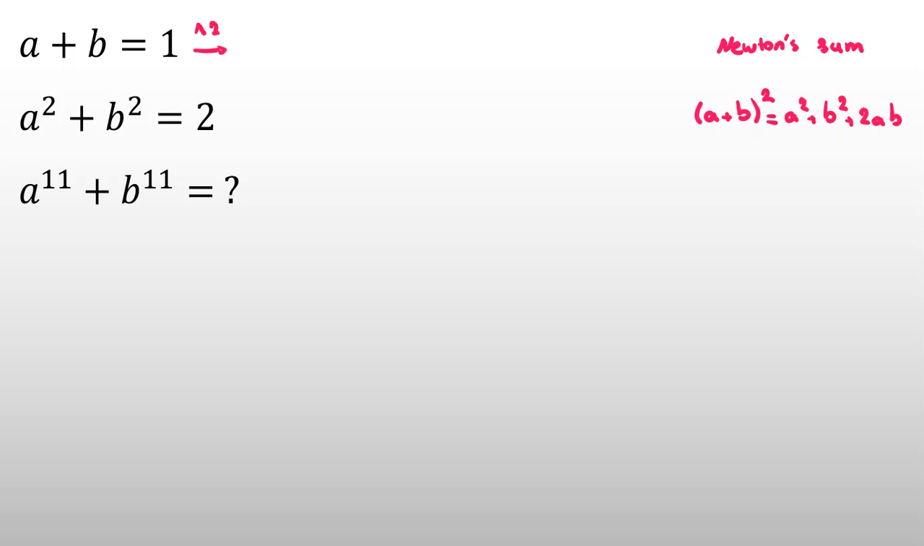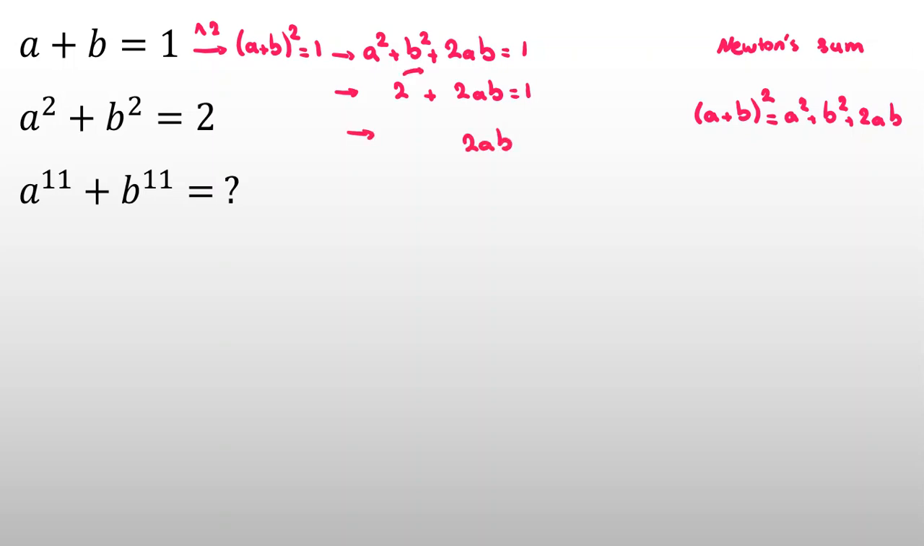Now, if I raise it to the power of 2, (a plus b) squared equals 1 squared, which is 1. So a squared plus b squared plus 2ab equals 1. From the previous part, a squared plus b squared is 2. So I can say 2 plus 2ab equals 1. Now we conclude. 2ab, if we take 2 to the right-hand side, 1 minus 2, negative 1. So if we divide both sides by 2, ab equals negative 1 over 2. So ab equals negative 1 over 2, a plus b is 1.